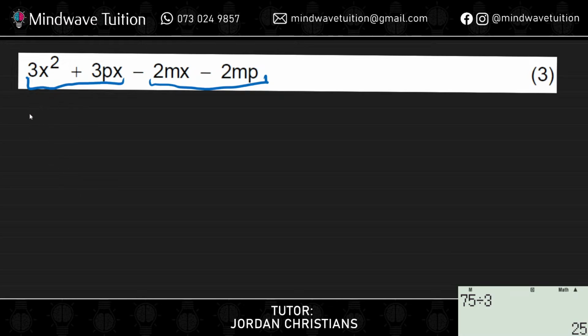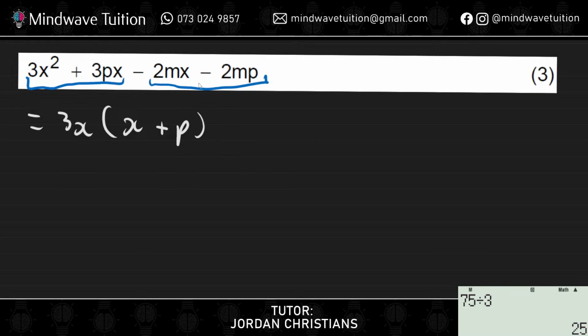So for this first group, we can take out 3x as the common factor. 3x, that leaves us with x plus p. Again, because I've taken out the 3, so the 3 comes out. I've taken out one of the x's, so the x remains. I've taken out the 3 and the x for the common factor, so only the p remains.